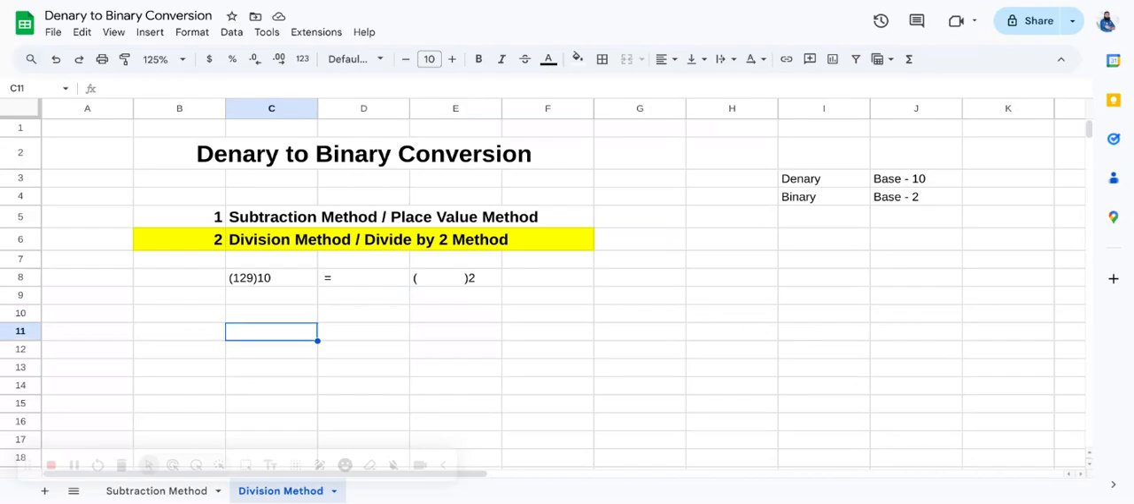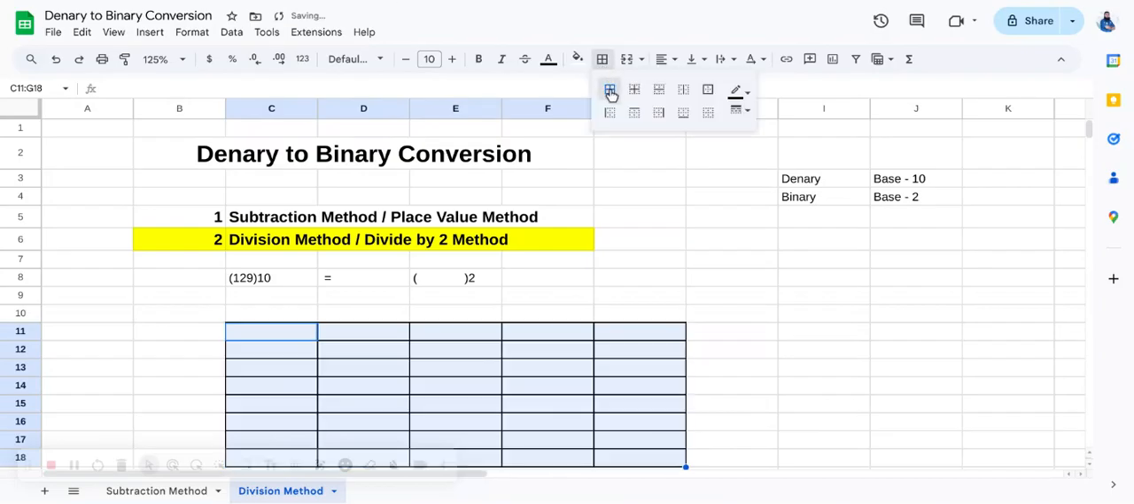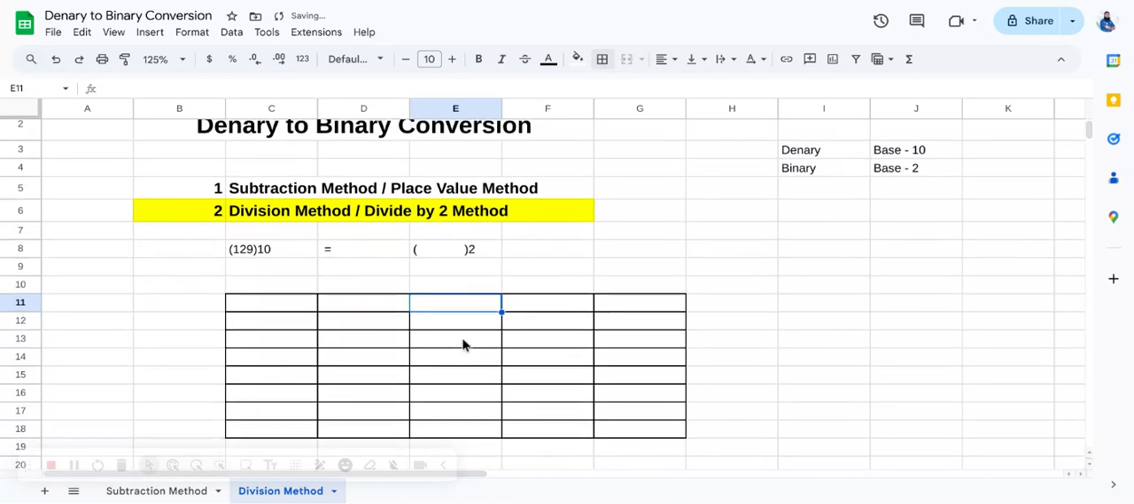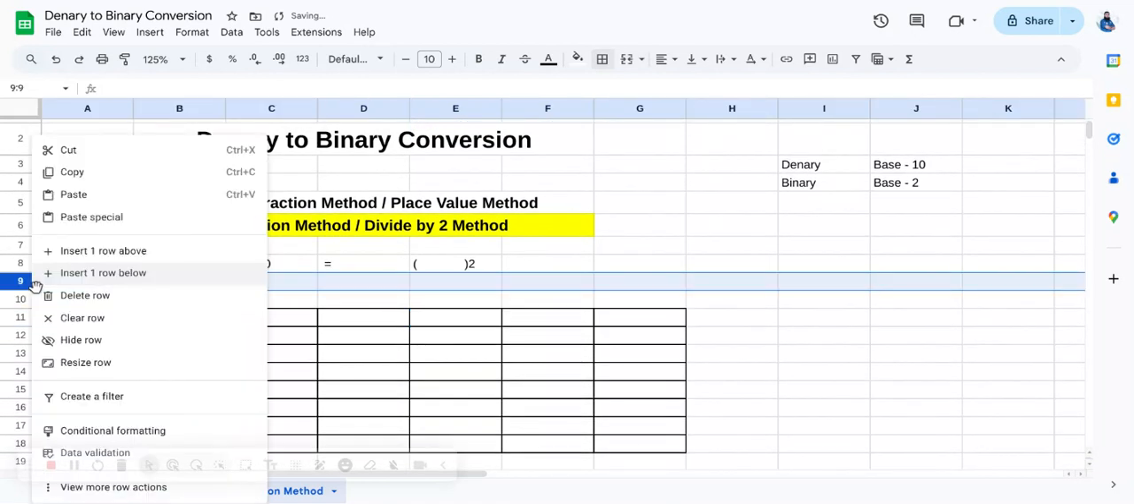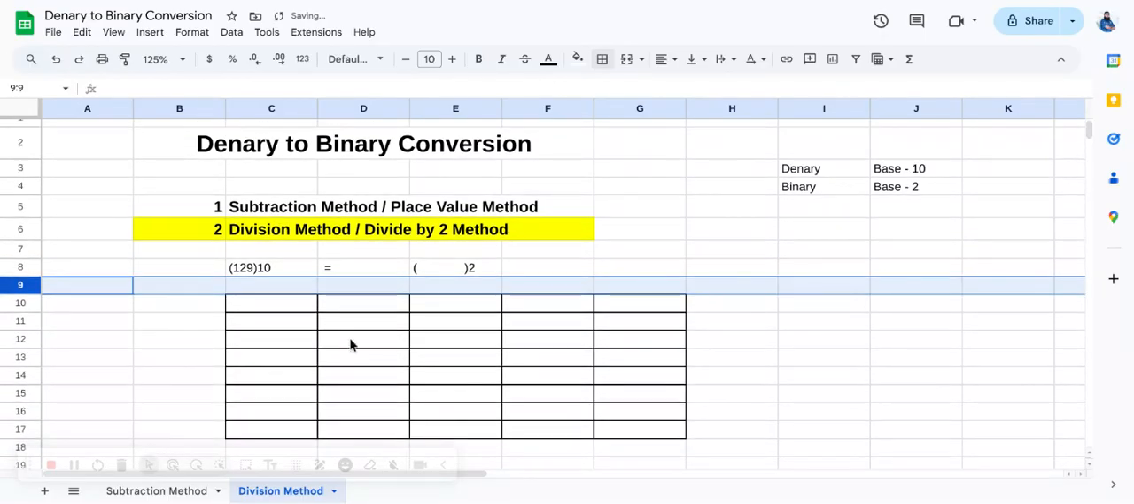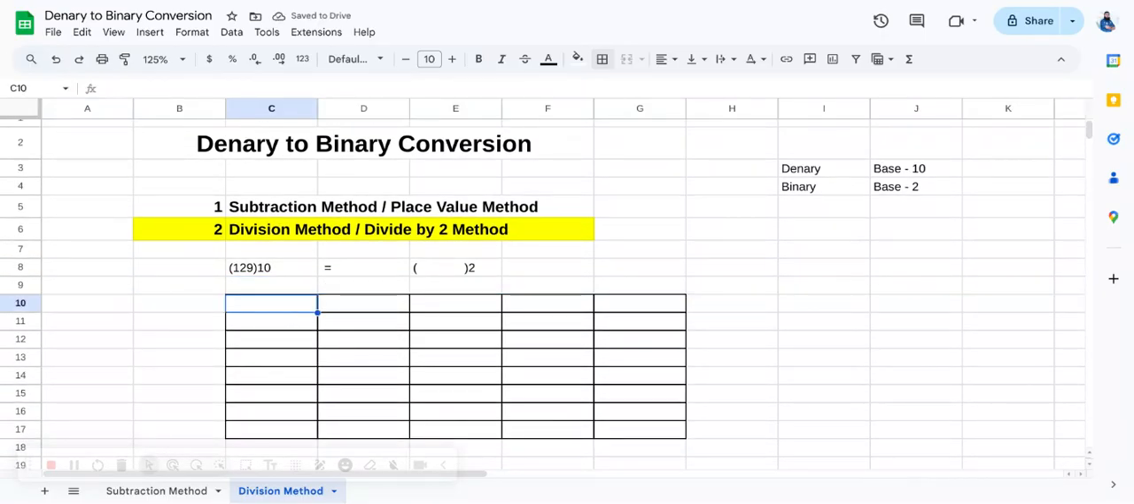When you are drawing this table, you have to be careful. Make sure you are selecting 5 columns and 8 rows. Why am I saying that? This is how this question is done, so do not mix it up with other methods. The place value method is different, this method is different. So make sure you have 1, 2, 3, 4, 5, 6, 7 and 8 rows.